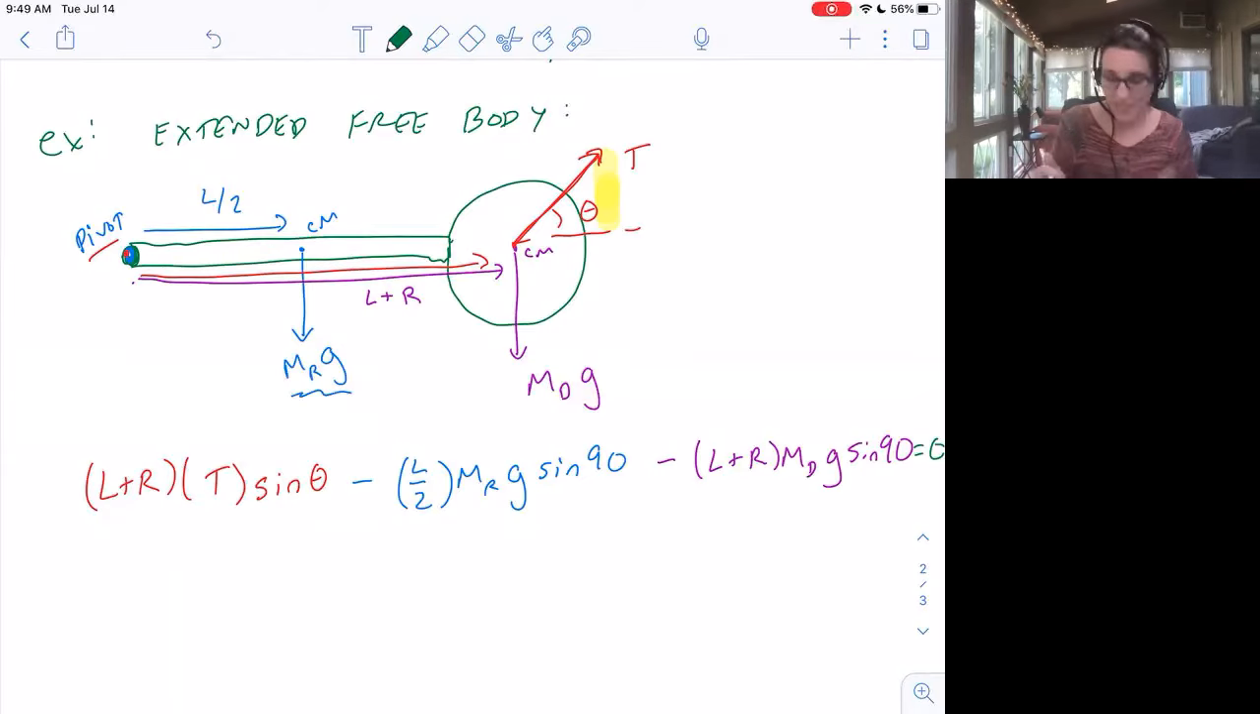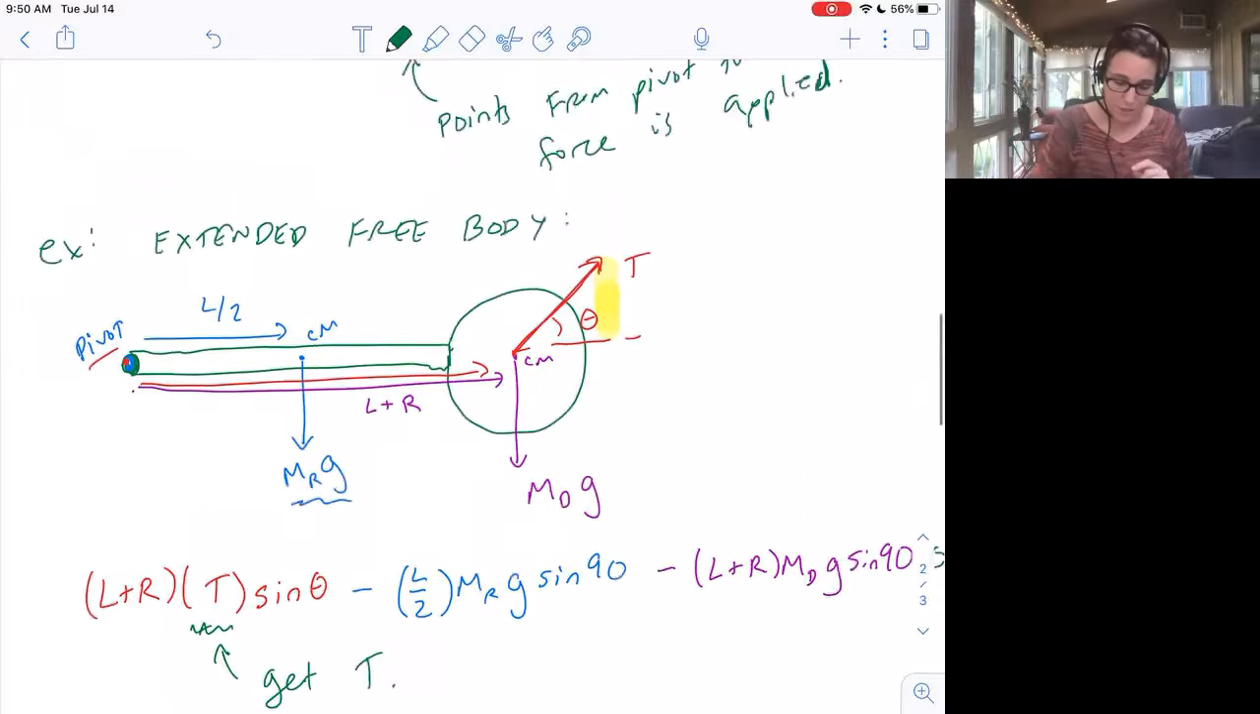If you actually look at this, I could use that to solve very often for an unknown tension or an unknown normal force. A lot of times this equation will have just a single unknown force. So I could get my tension from that equation. So that's an example of how you might apply this idea of your sum of torques.